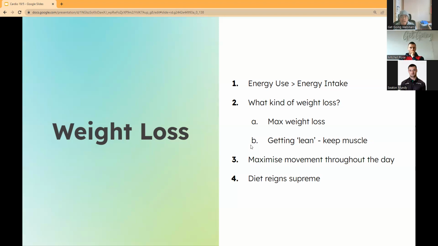And the fourth point, and this addresses the second part of the equation, number 1, is diet will reign supreme. Not a particular emphasis in this presentation, and probably out of my scope, but you want to ensure that your diet's in control and in a good place in order for this to happen in number 1.